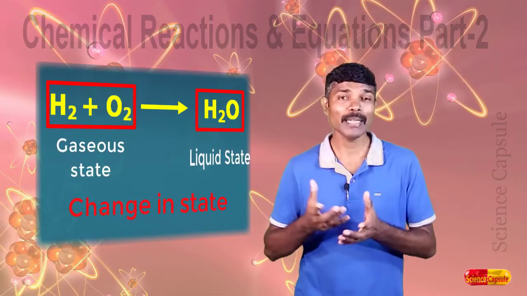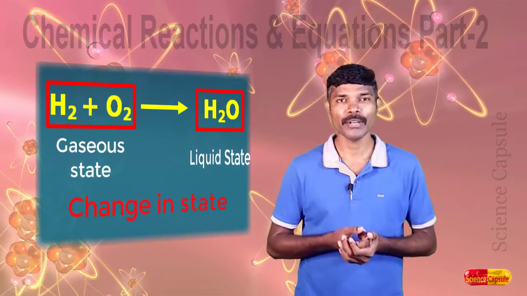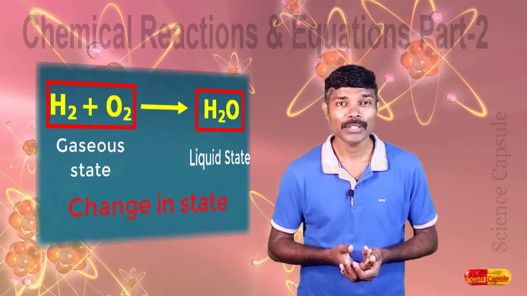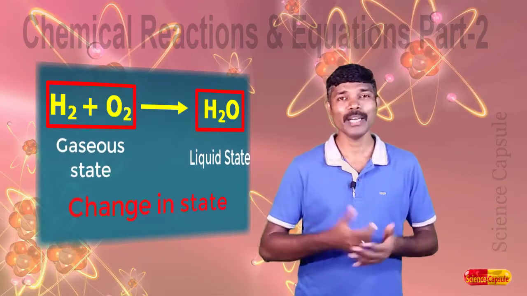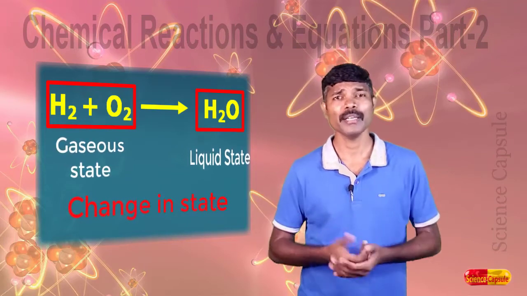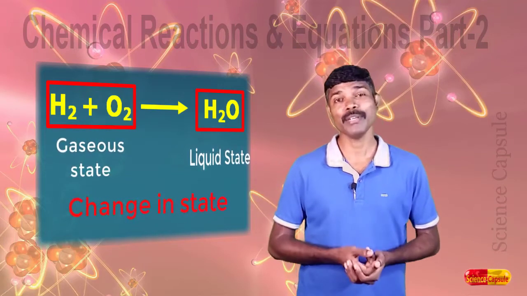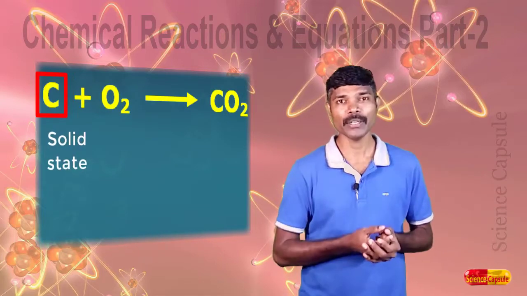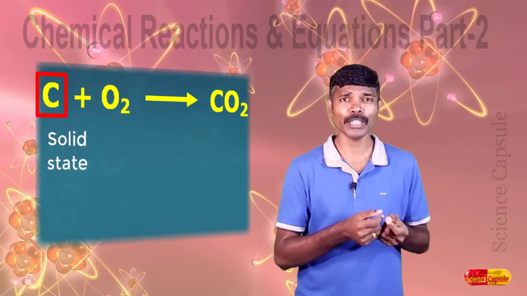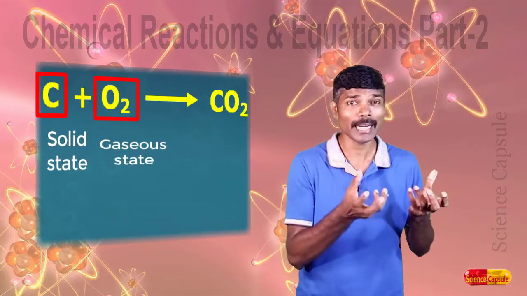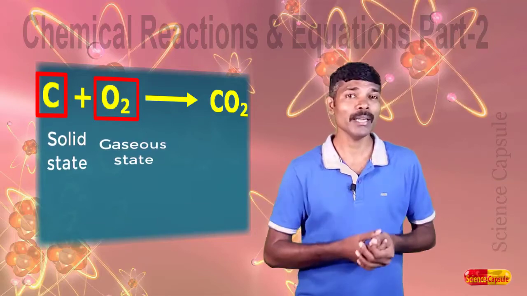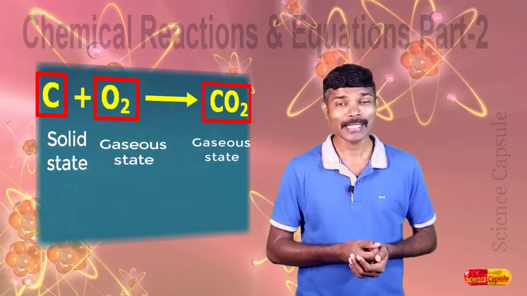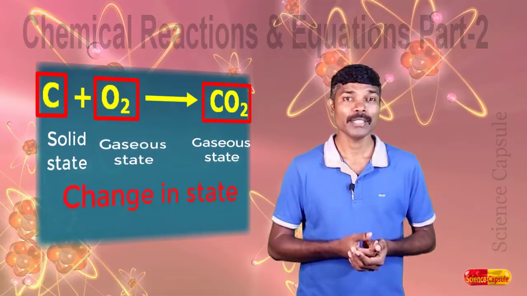So during a chemical change we can see change in state. So we can say that chemical change can be followed by change in state. In our day-to-day life also we can see various other chemical reactions in which state change can be seen. For example, carbon. Carbon is a black solid in nature. When carbon is reacted with oxygen, carbon exists in solid and oxygen is in a gaseous state. When these are combined under suitable conditions, when heated, then carbon dioxide gas is formed. Here also we can see change in state.